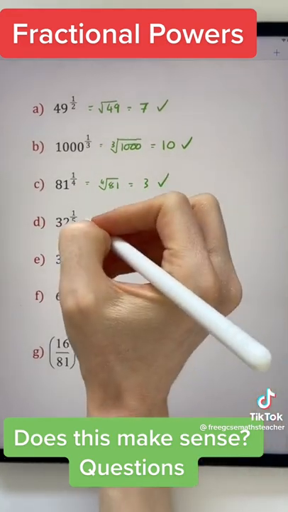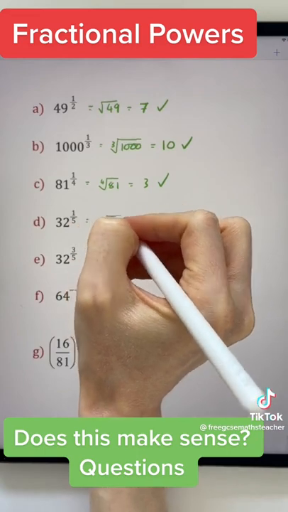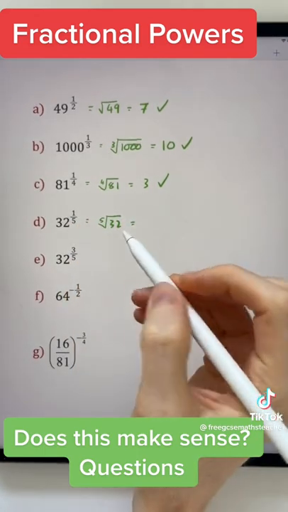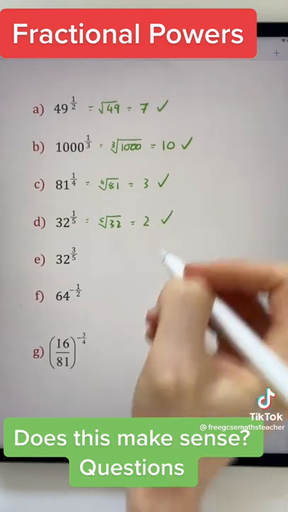Power of a fifth means the fifth root of the base, i.e. what number multiplied by itself five times gives us 32, which in this case is 2.